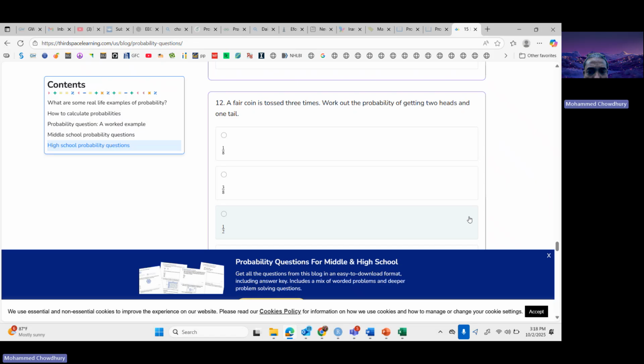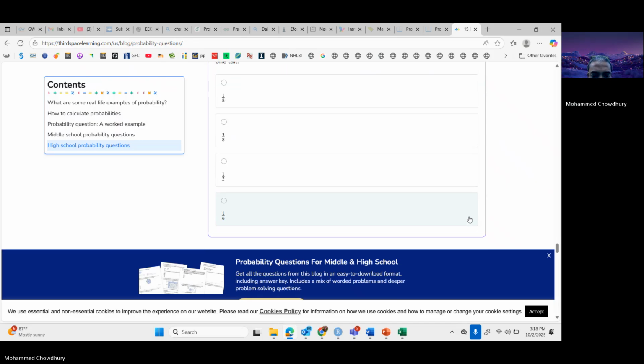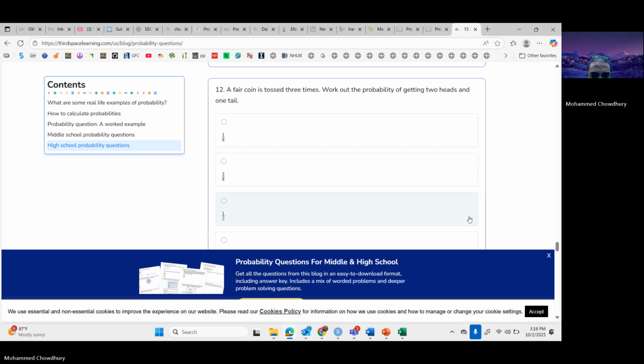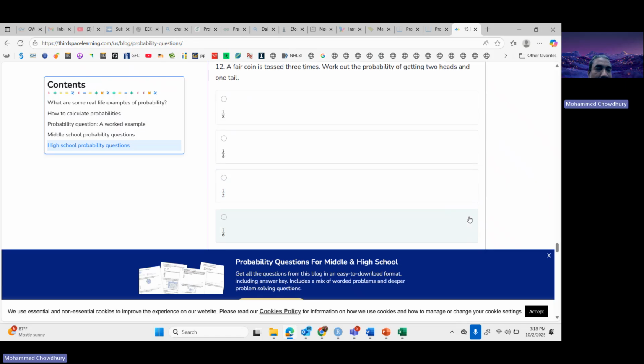If a fair coin is tossed 3 times, work out the probability of getting 2 heads and 1 tail. So that is easy. Or we can just write out the sample points and count them there. Okay.